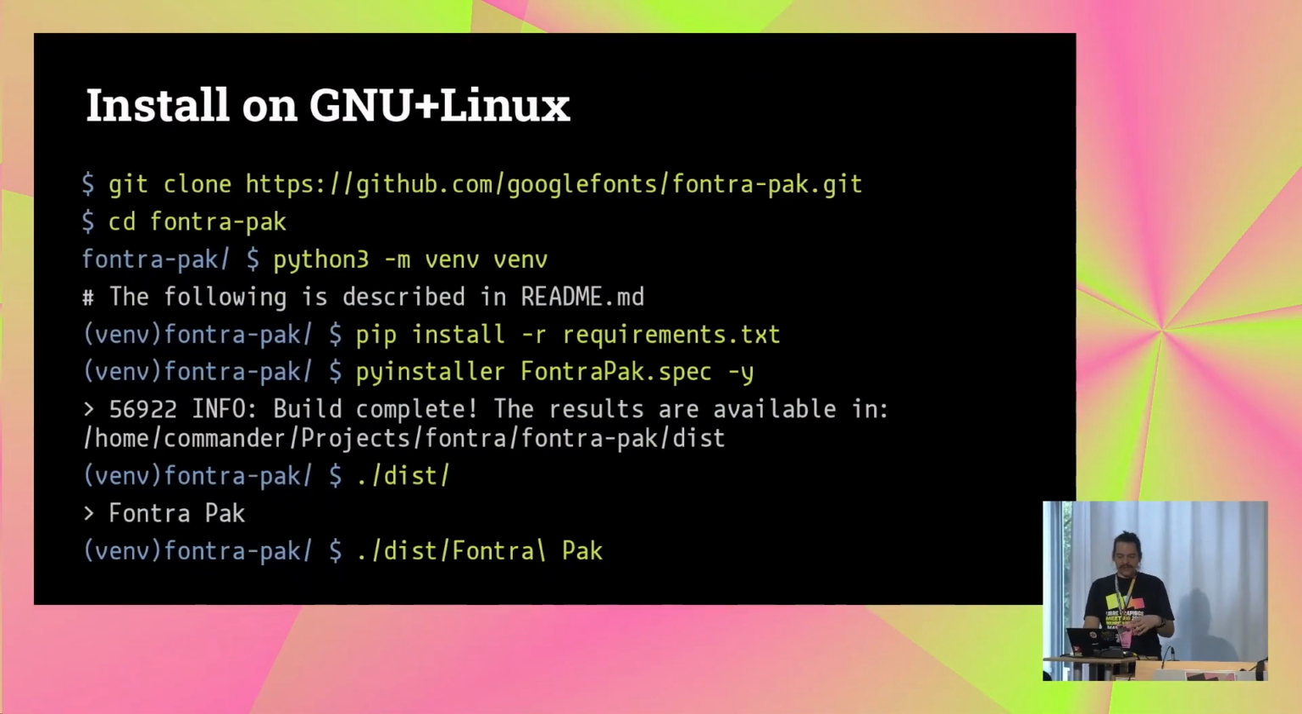They have this Fontra pack, which is the local standalone version that you can run on your desktop, but they don't provide a GNU/Linux download. So I created this slide for you, so you know how to build it. You clone it, you make ideally a virtual environment, and then you install the requirements, and then you run the PyInstaller line, and then it gives you information that the results are in the dist directory, which is created, and then you can run Fontra.